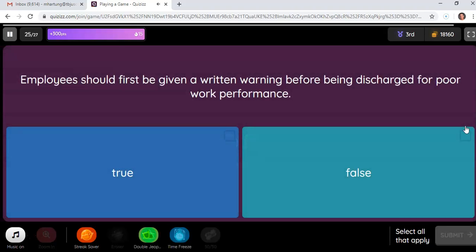Employees should first be given written warning before being discharged, fired, for poor work performance. Absolutely. You got to give people a heads up, give them a chance to improve. That's why you have those reviews in the early months for a new employee. You don't just tell somebody to hit the road without any reason why. You got to give them some kind of warning and say, hey, if you don't improve, these are the things that are likely to happen. We need you to change. That's true.